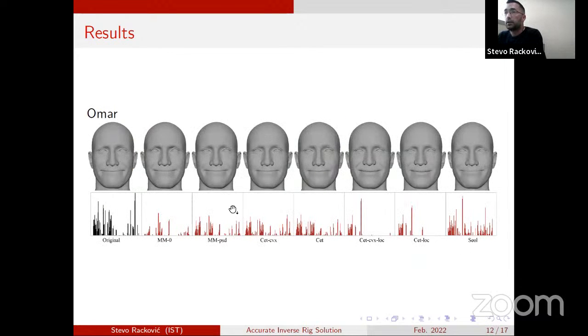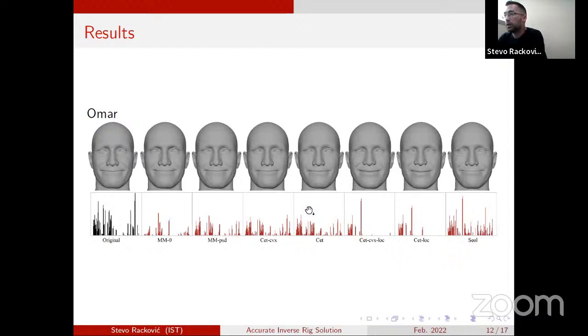Now, if we look at a single frame and results for each of these approaches, one thing that we can notice from the beginning. So this is the original, and then we have all the approaches. We see that these two localized models don't perform so well, so we can exclude them from the further discussion. And also our model with zero initialization, although it gives a sparse model, usually has less accuracy in the mesh.